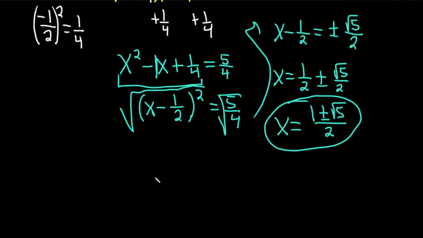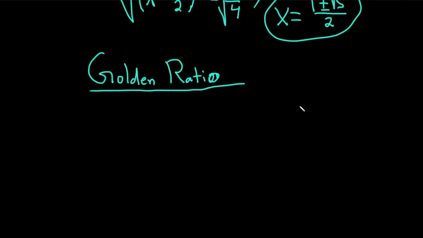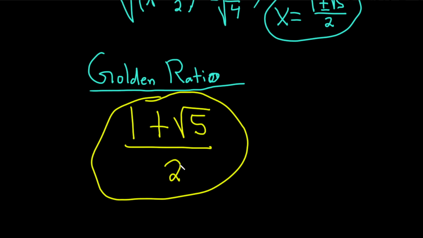So pretty cool. And so the golden ratio is going to be the positive one. So it'll be 1 plus the square root of 5 over 2. So that would be the golden ratio.